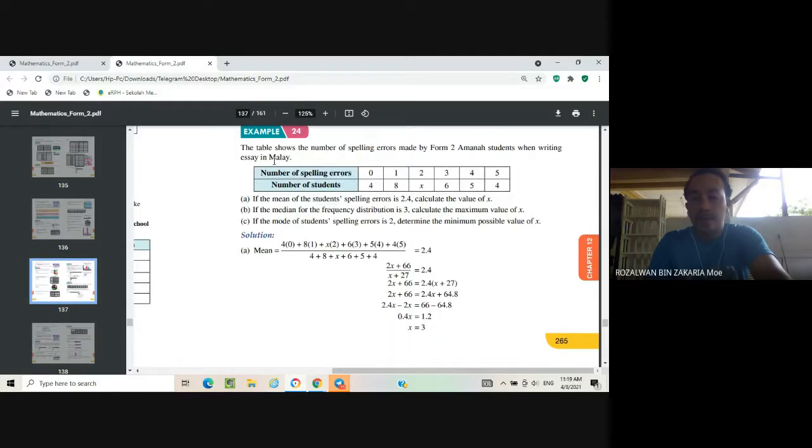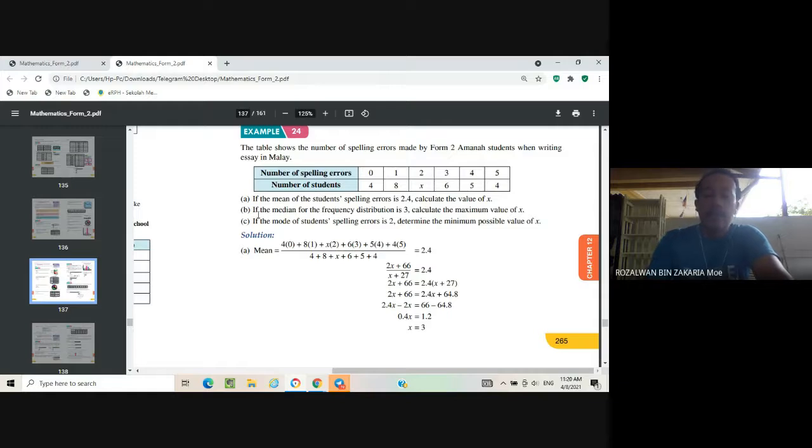The question is: the table shows the number of spelling errors made by Form 2 Amanah students when writing an essay in Malay. So given to you is this frequency distribution table. As you can see in the table here, there is a value of x for the number of students whose number of spelling errors is equal to 2. That means we don't know the actual value here.